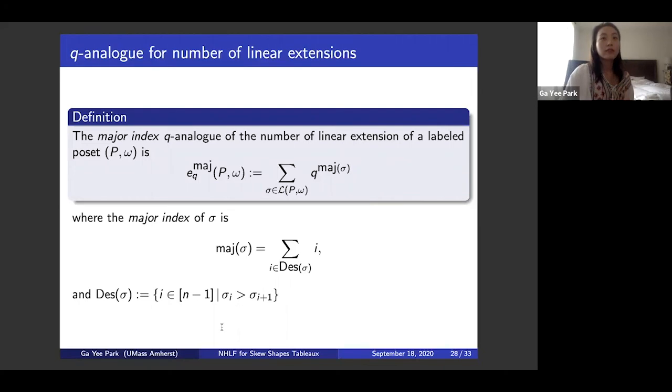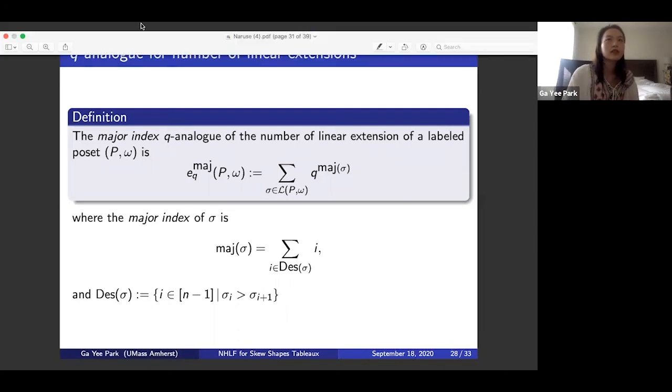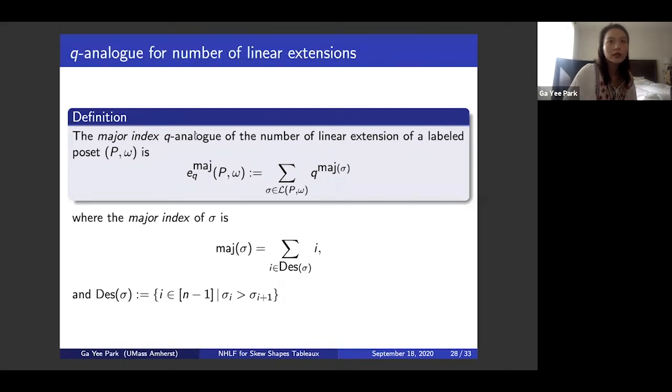Now for the poset, the q-analogue of the number of linear extensions is calculated over a labeled poset P, omega. There are mainly 2 types, the major index and the inversion. I am probably dropping too much information here, but the specialization of the Schur function is given as a major index of a labeled poset. So I will only mention the major index q-analogue. The major index of a permutation is the sum of the positions of descents in the permutation. And such permutations come from the linear extensions of this labeled poset.